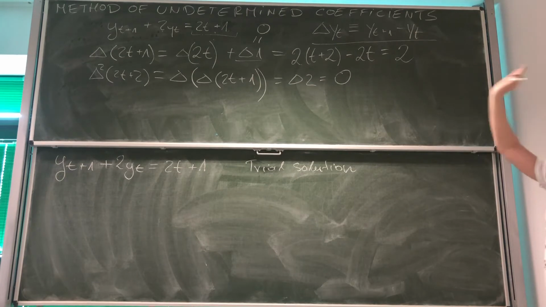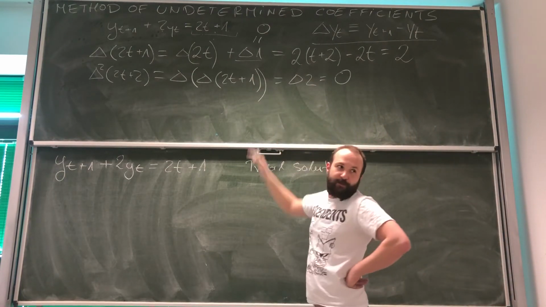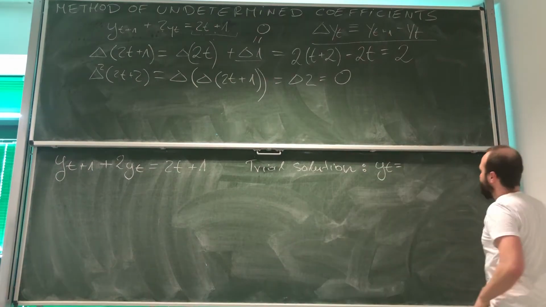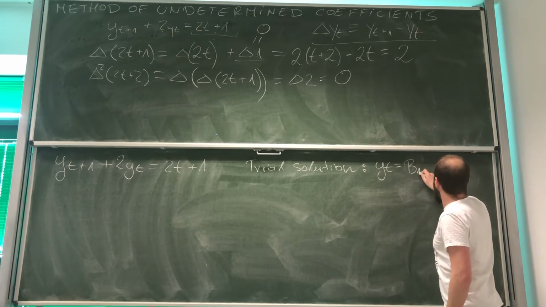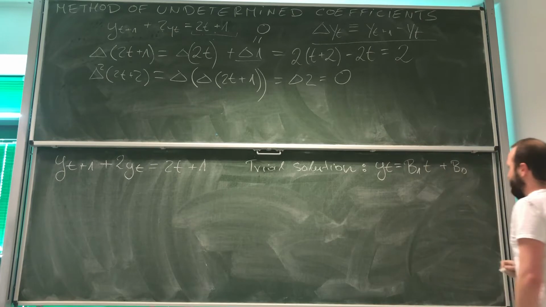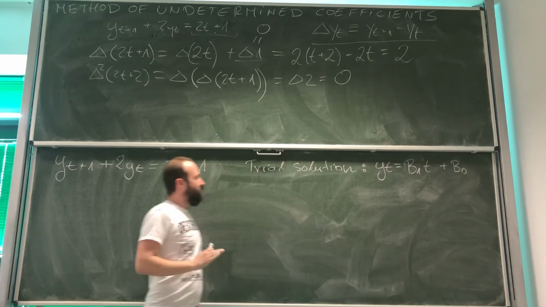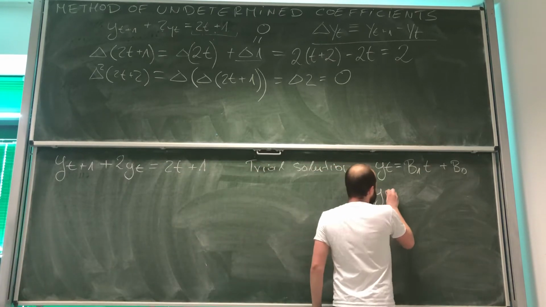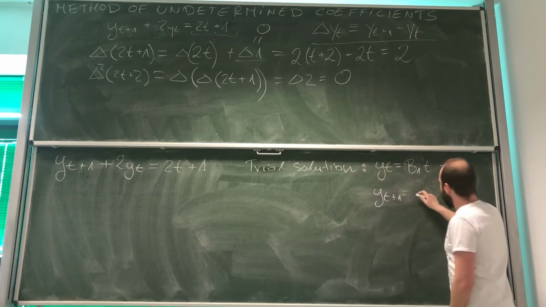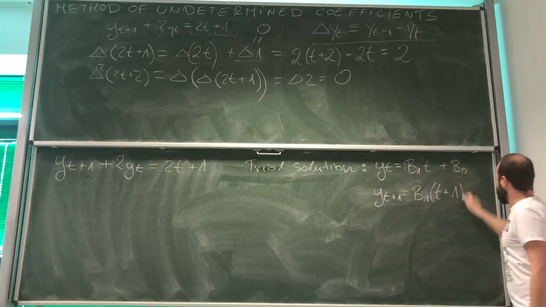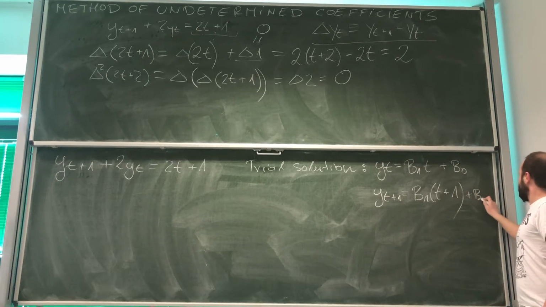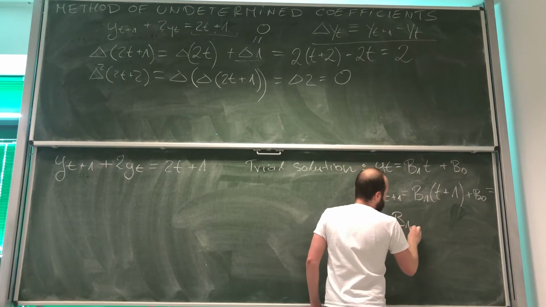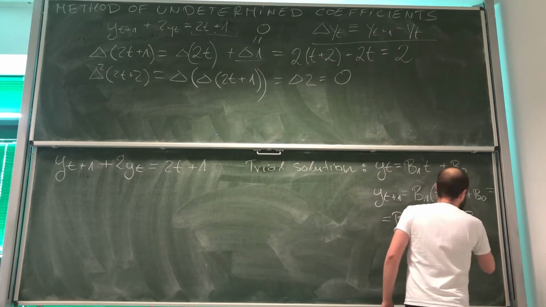Now, as the variable term is in the form of a linear function, our trial solution is of the form b1t plus b0. Now look, in this context, of course, we also need to calculate yt plus 1. How do we do it? We simply substitute t plus 1 instead of t. So we get that this is b1 times t plus 1 plus b0, which is equal to b1t plus b1 plus b0.